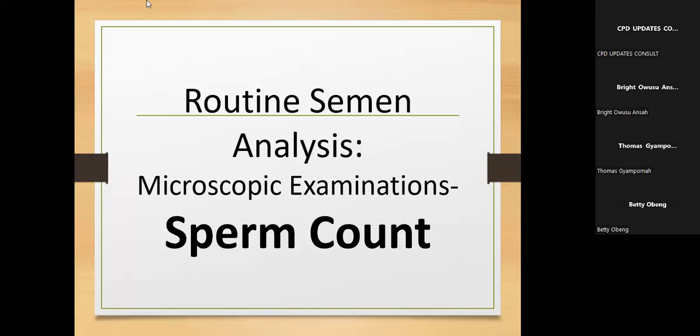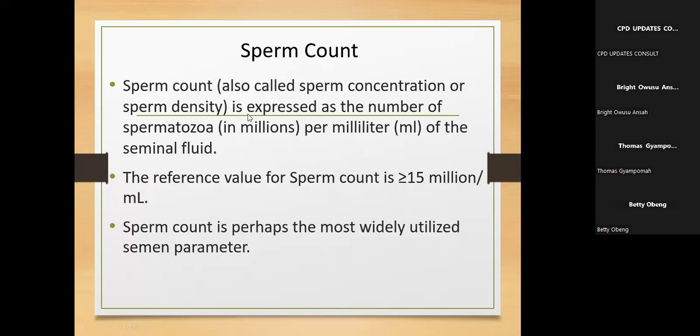So take note, right? The normal sperm count, also called sperm concentration or sperm density, is expressed as the number of spermatozoa in millions per milliliter of the seminal fluid.